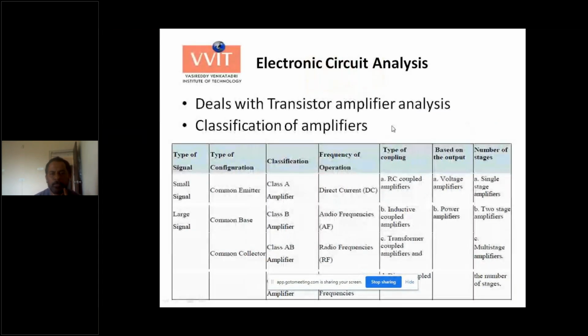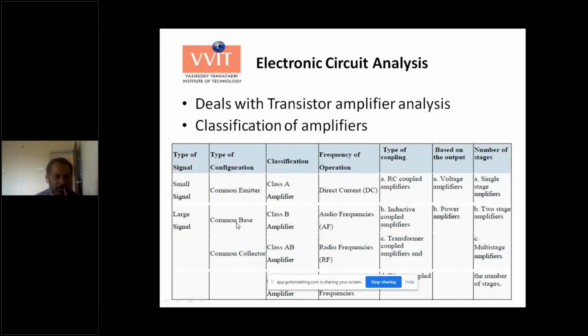Essentially, this particular subject deals with amplifier analysis. We study about various types of amplifiers. Basically, the amplifiers are classified in many ways. Some of the classifications are presented here.